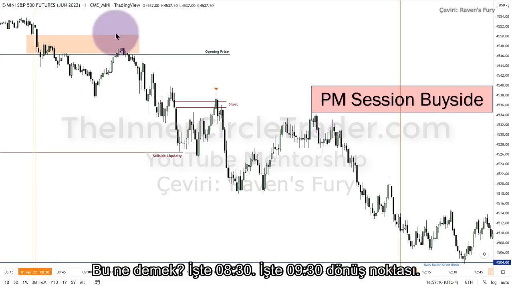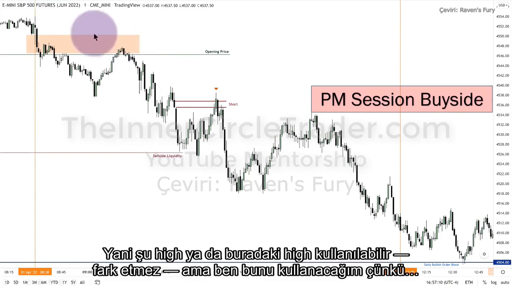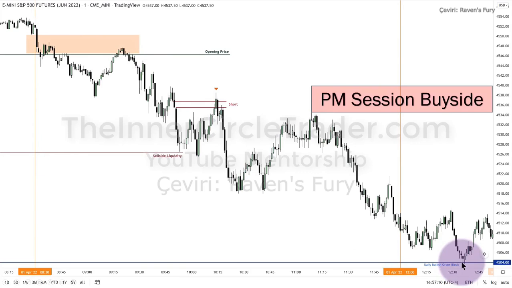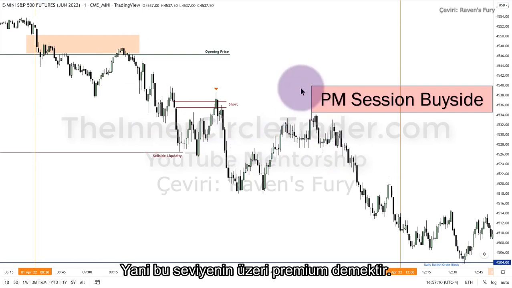What does that mean? Here's 8:30. Here's the turning point at the 9:30 rotation. So this high, or we could use this high here, doesn't make a difference, but I'm going to use this one because we're framing the logic behind this day being bearish. So this high down to our target, if you put a Fibonacci on this low to high and find the 50% level, this is above 50%. So that means above here, that's a premium.